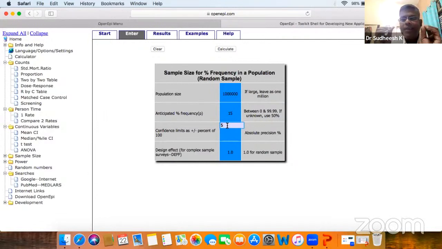Suppose you are finding a very rare outcome. Let us say, for example, the incidence of post-dural puncture headache among patients receiving spinal anesthesia. Nowadays that is not a common incidence. It's quite a rare incident. In such a situation, you actually change the absolute precision to, rather than keeping 5%, you can keep it at 10 or 15%. So that is one thing we have to keep in mind when we enter the value of absolute precision. And then there is something called design effect. Usually we keep it at 1 when we are only comparing two outcome parameters.